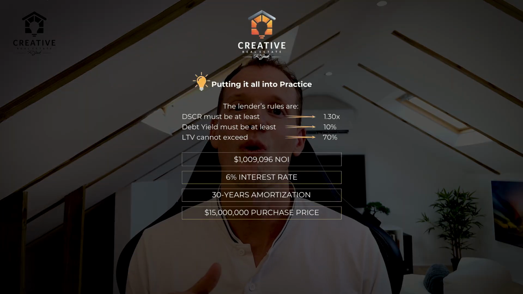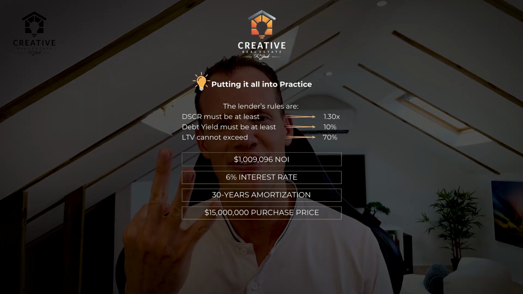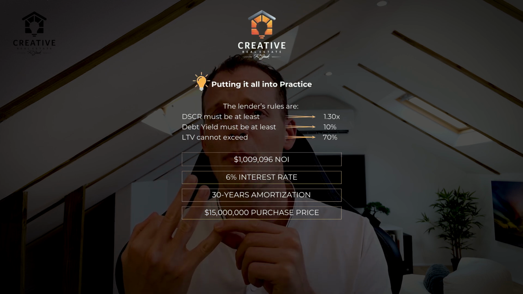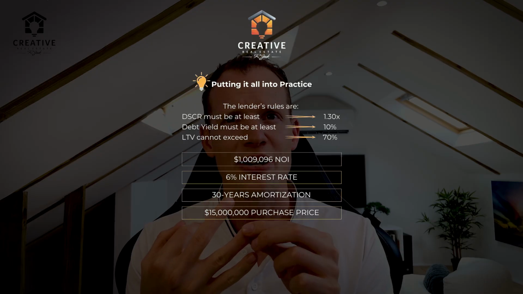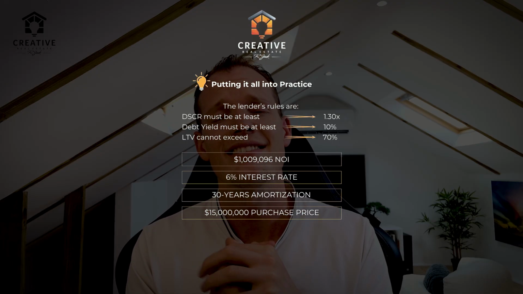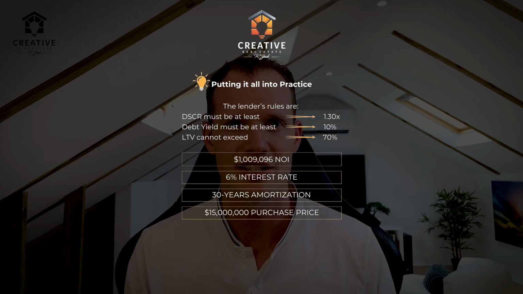Okay, now we're going to put it all into practice based on three metrics which we're going to create. First of all, the debt service coverage ratio needs to be 1.3 times. The loan to value needs to be at least 70%, and the debt yield must be at least 10%. Let's hop into a spreadsheet just to run through this quick.